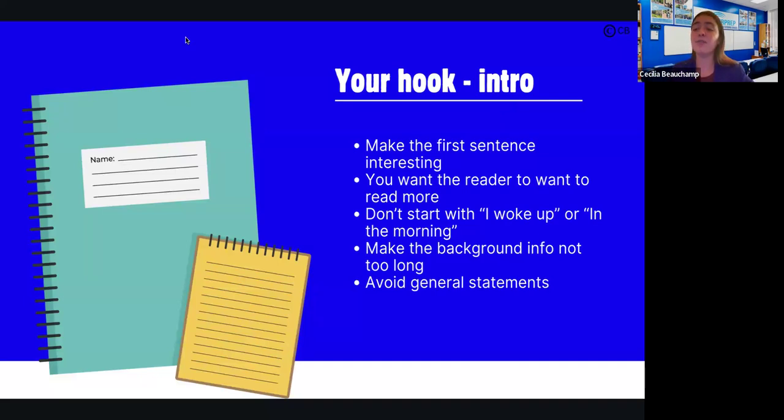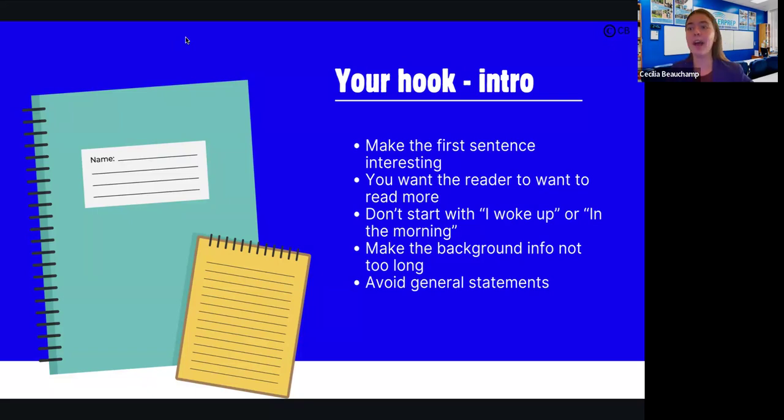Also, make the background info not too long. Something really important about your personal statement is that you're talking about things that happened recently. This is something I struggled with, and my English teacher really pushed on me, is that this statement is telling the admissions officers who you are right now in this moment. So you don't want to have your background info be, "When I was 5 years old, I wore my first pair of Crocs."